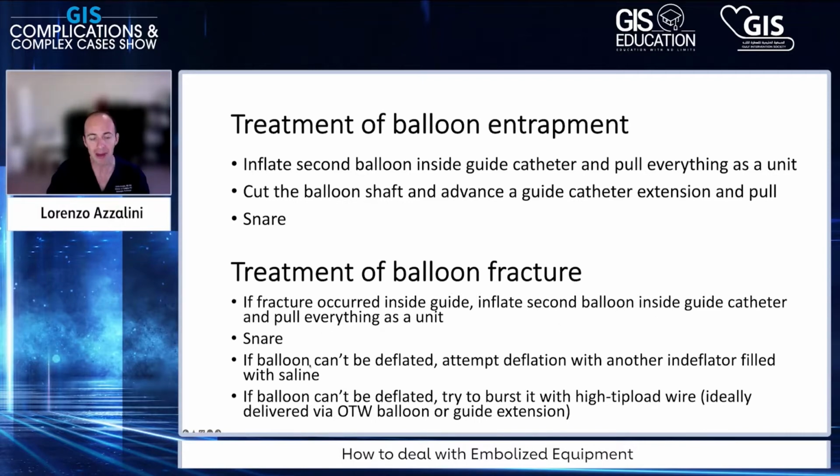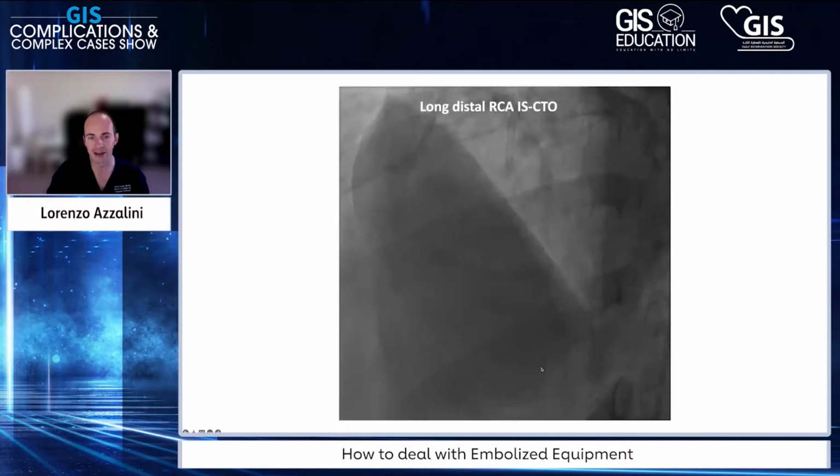In case the balloon cannot be deflated, the first attempt should be at deflating the balloon with another inflator filled with saline, which is less viscous than contrast. If this does not work, we should try to burst it with a high tip load wire, ideally delivered with an over-the-wire balloon, because the over-the-wire balloon centers the stiff wire inside the artery, and so we have a lower risk of perforating a vessel. Or we can achieve the same thing by delivering the wire with a guide catheter extension.